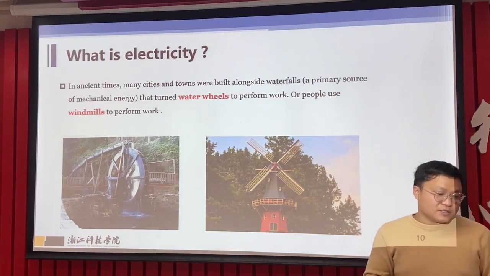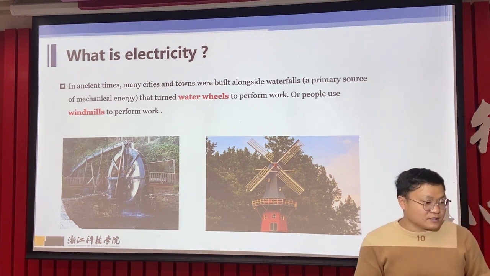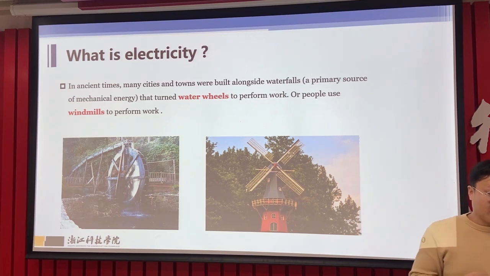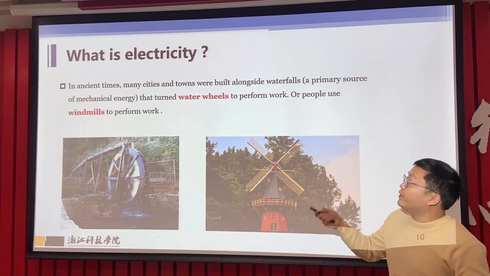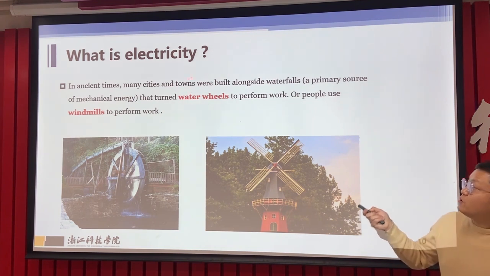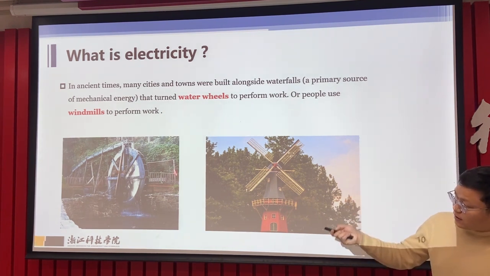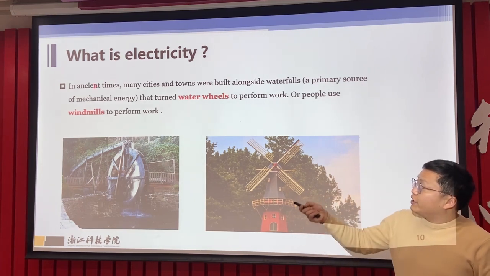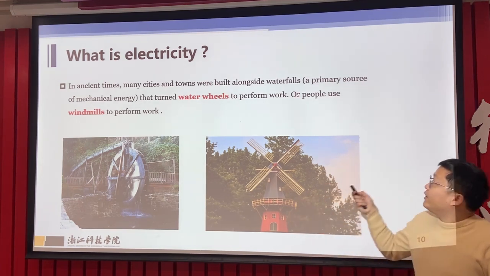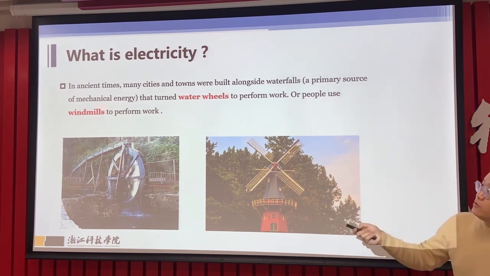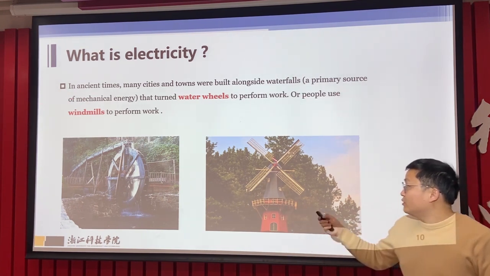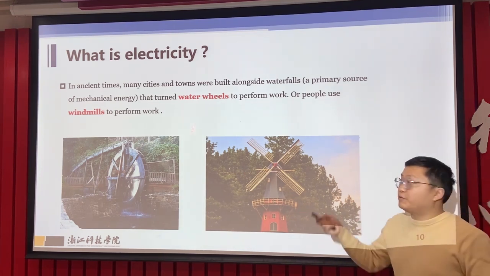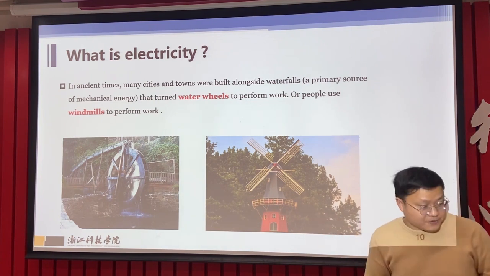In ancient times, many cities and towns were built alongside waterfalls, which is a primary energy source of mechanical energy that turned water wheels to perform work. To turn water wheels to perform work, we use the energy content in water. And also, people use windmills to perform work. This is a windmill, and people use windmills to perform work by using wind energy.